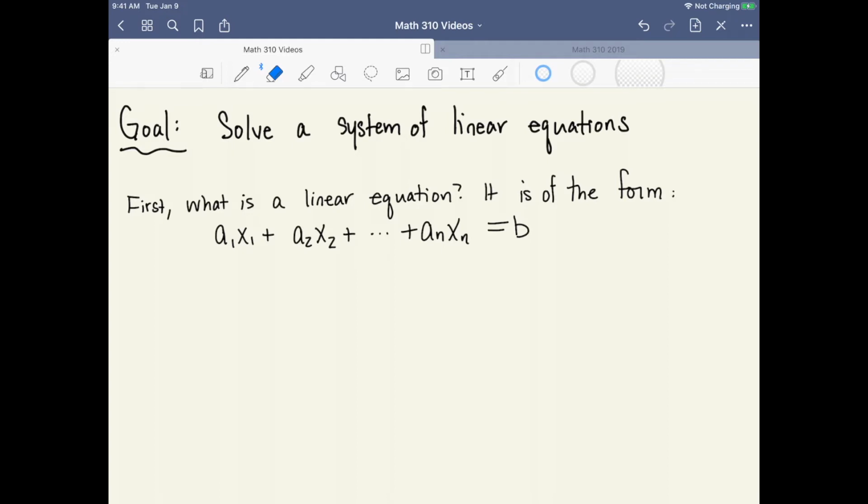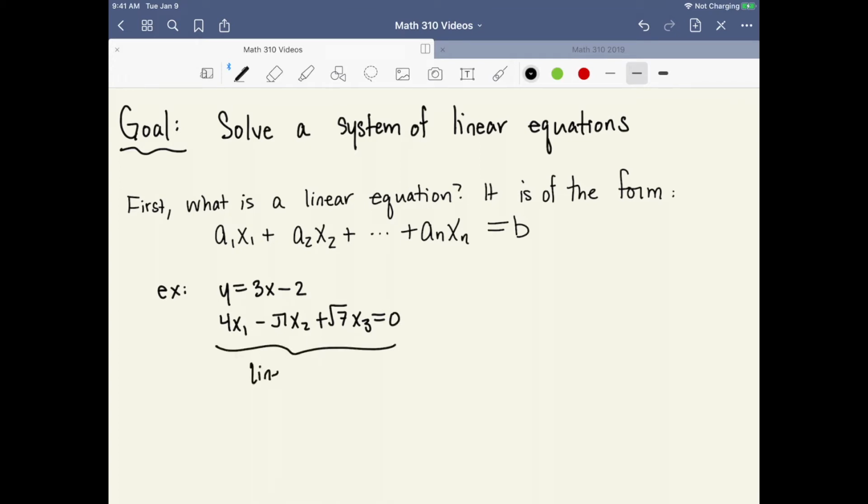But first, what's a linear equation? Well, it's an equation of the following form: a1x1 plus a2x2 plus some number of summands is equal to a number b. Here, the x's are the variables and the a's and the b are numbers. So for a quick example, something like y equals 3x minus 2, a line, that's a linear equation. Or something like 4x1 minus pi x2 plus the square root of 7 x3 is equal to 0. These would be examples of linear equations.